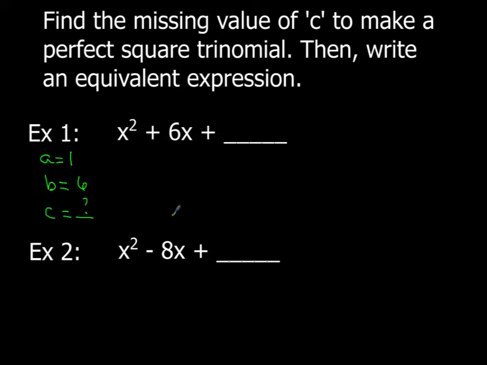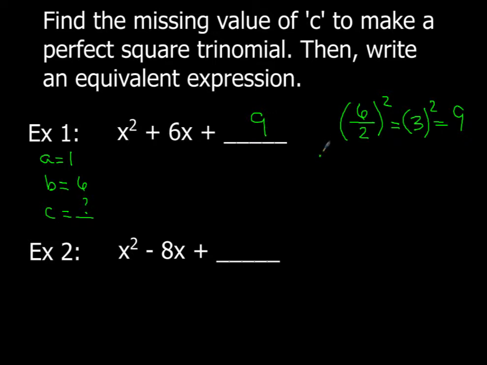So the process to figure that out is pretty straightforward. You're going to take the b term, 6, and divide that by 2. You're going to take half of it, and then you're going to square it. When you take half of 6, you get 3. And when you square 3, you end up with 9. So the value of c is actually just 9.